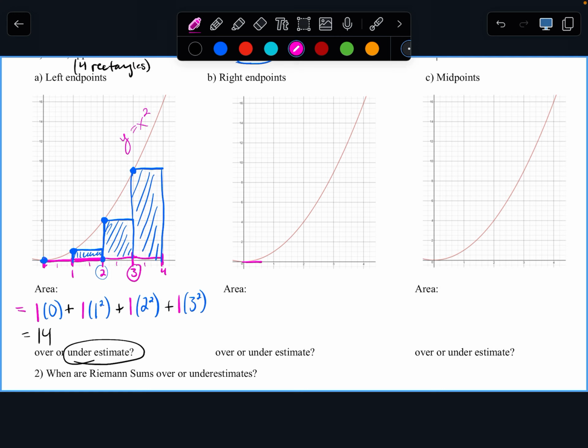And then right endpoints, it's basically the same thing for width. You're doing the same width for all of them. So the area for this is going to be 1, but now I'm using the right side. My height is determined by the right side of the rectangle. So the width is 1, and then the height is plugging 1 into the equation.